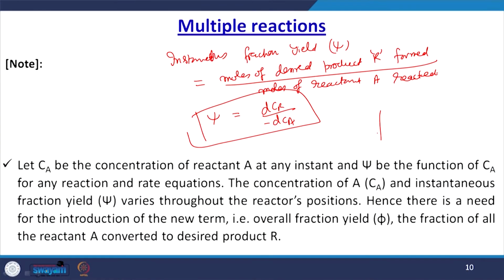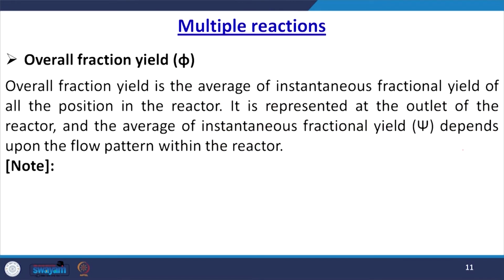Sometimes people may ask why there is a need for this additional term. The reason is that when you move from this station to this station, the concentration of A may vary all around this reactor, and psi represents only the instantaneous value. So, for designing, we always look for the overall fraction yield. In that case, you need another function, which is called phi.